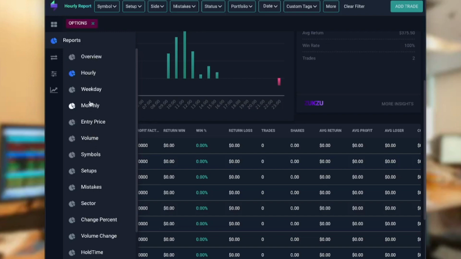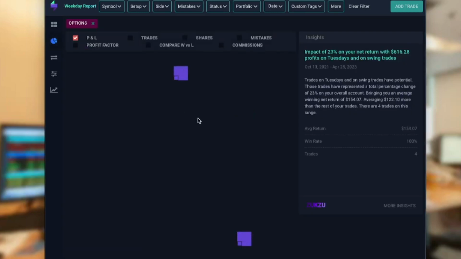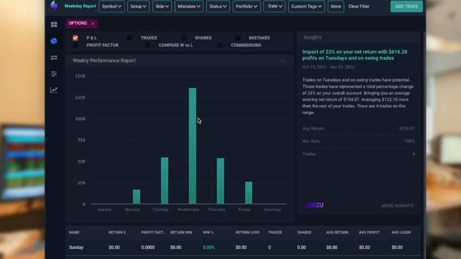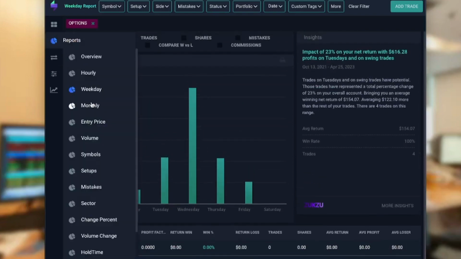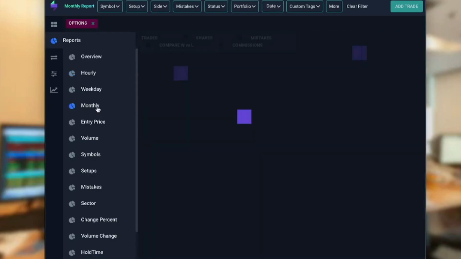You can also view how many trades you had, winners, losers, win streak, and losing streak, as well as average winners and loser hold time. So you can click the hourly report for a breakdown and feedback on your performance based on each hour. You can also do the same for monthly reports.